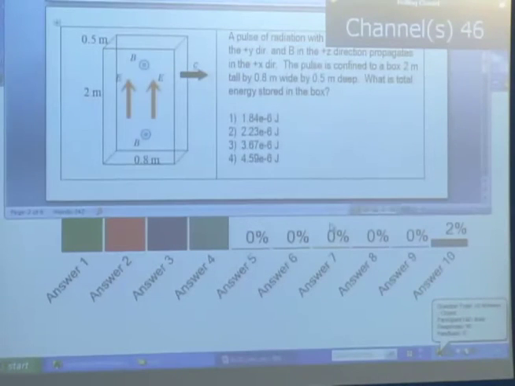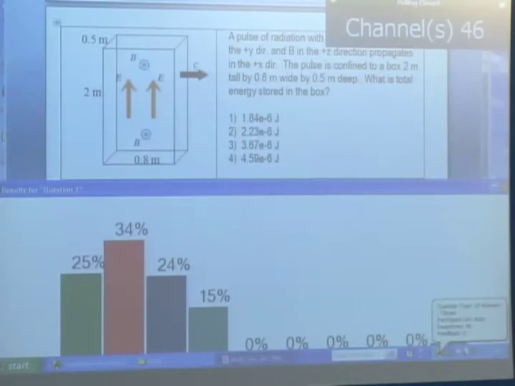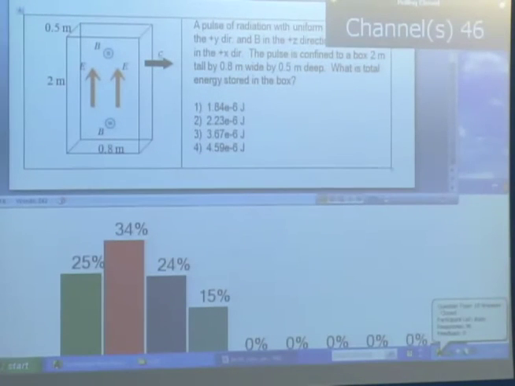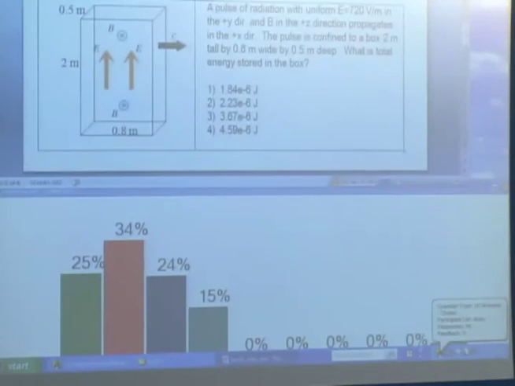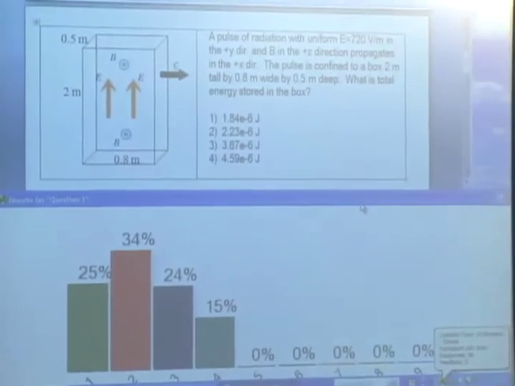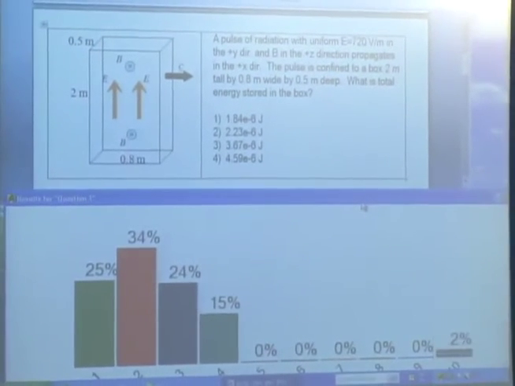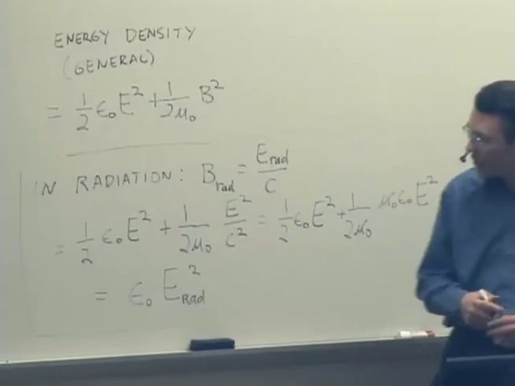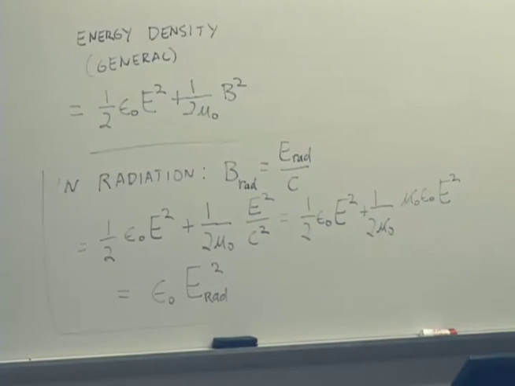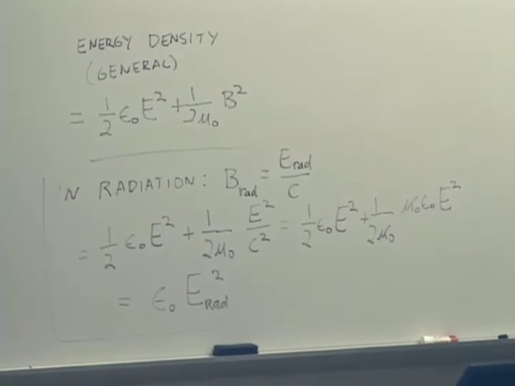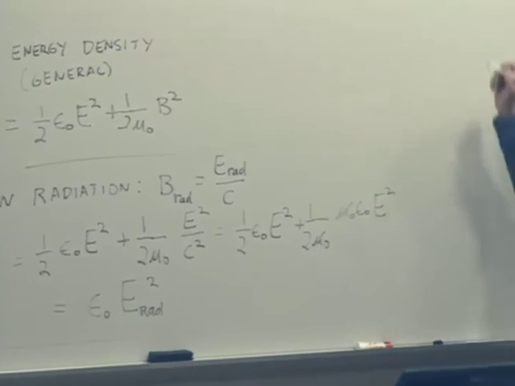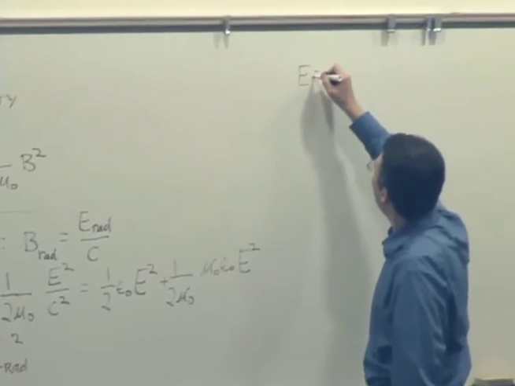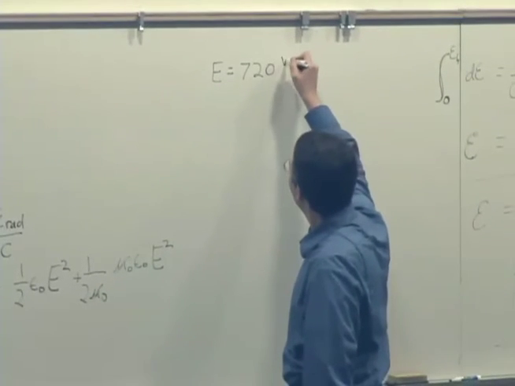Okay, so what are we given? We're given the magnitude of the field, which is 720 volts per meter. That's all we need because this is radiation. We could calculate the magnitude of the magnetic field if we wanted to, but to get the energy density, all we need is the square of the radiative field. I hope the answer's up there. Let's find out. The electric field is 720 volts per meter.